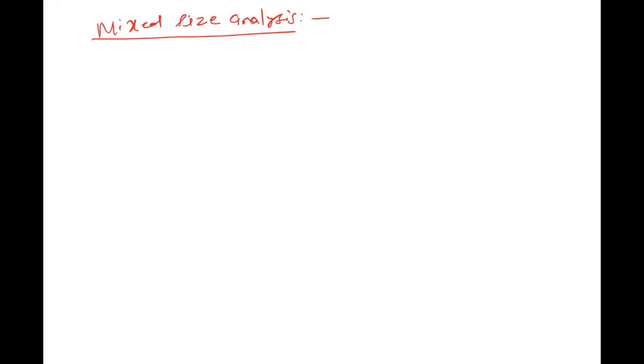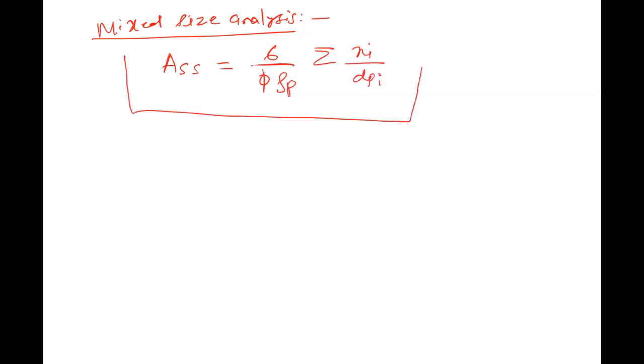So what is mixed size analysis? We want to prove this expression: specific surface area equals 6 by phi, rho p, summation xi by dpi. This we want to derive. Why do I want to go for derivations? Because some internal correlation questions will be asked in the GATE exam, so the derivation is important.